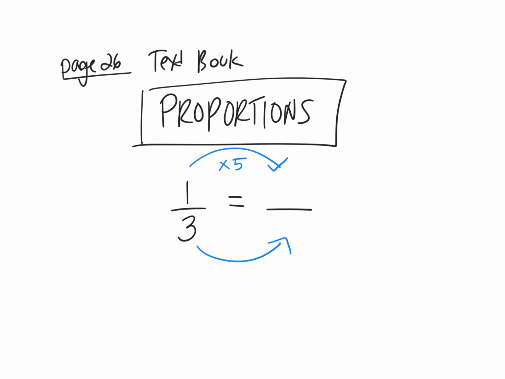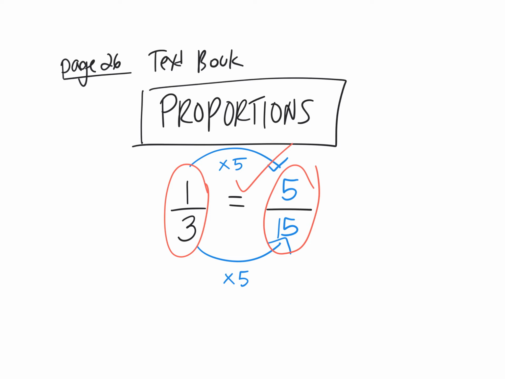If I choose to multiply this by 5, what do I need to do to the denominator? Multiply by 5. What's 1 times 5? What's 3 times 5? That's it. That's a proportion. It's a statement that shows that two ratios are equal. Is it true that 1/3 is equal to 5/15? Is this statement true? Are they equal? Yes, because it's proportional. I've multiplied both numbers by the same value.